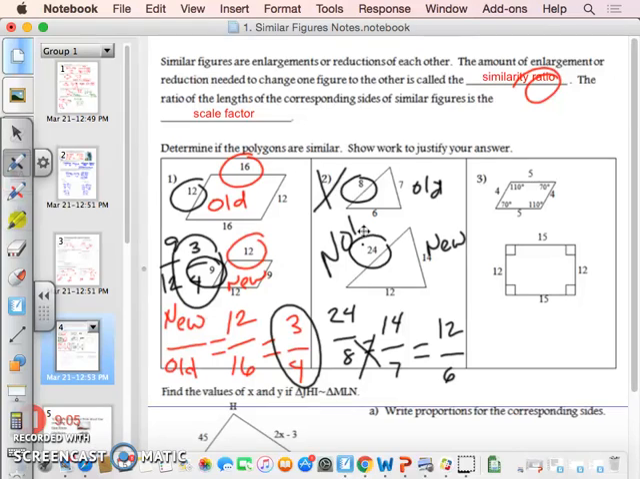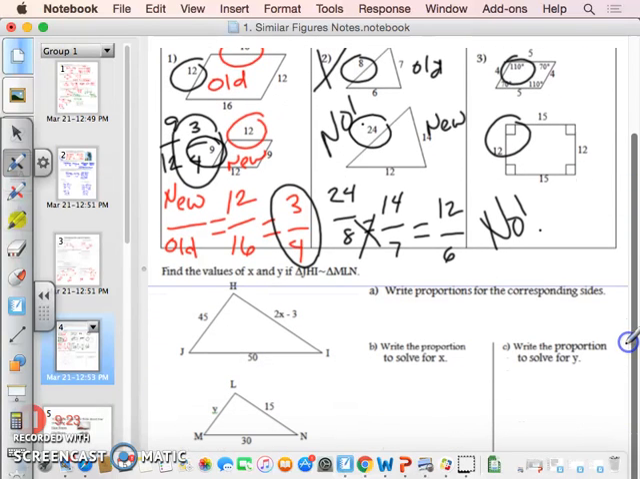And number 3, you can just check the angle measures. I don't even have to worry about the side lengths because it pops out at me right here that these angles are not the same. And because we do not have the same angle measures, no, they're not going to be similar. So those are ways to test whether you have similar figures or not.